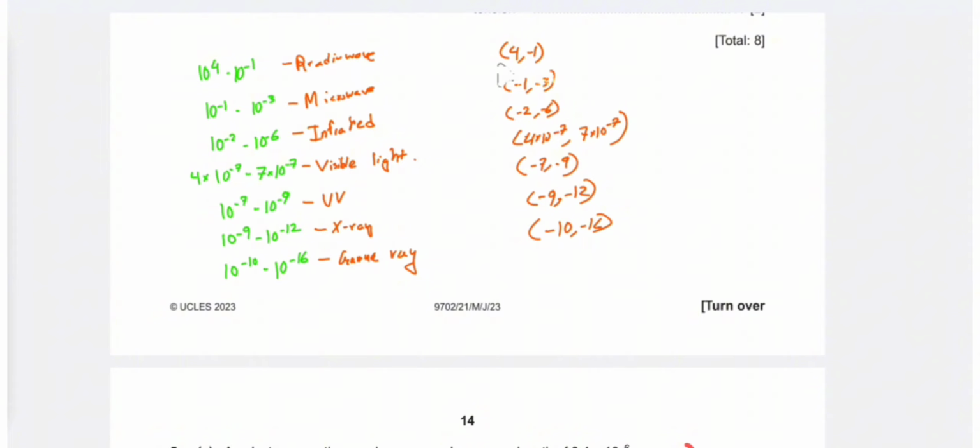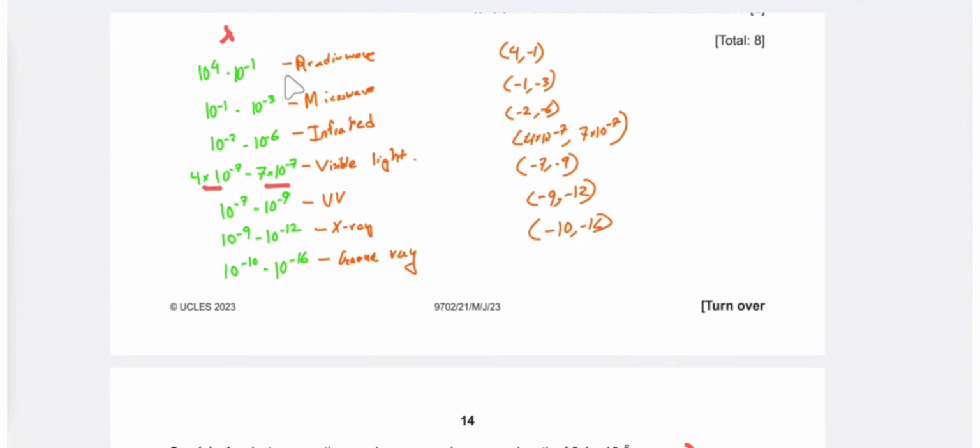For radio waves, lambda is 10 to the power 4 to 10 to the power negative 1. For microwaves, it is 10 to the power negative 1 to 10 to the power negative 3. Infrared radiation, 10 to the power negative 2 to 10 to the power negative 6. Visible light, 4 into 10 to the power minus 7 to 7 into 10 to the power minus 7. Then UV light, 10 to the power minus 7 to 10 to the power minus 9. X-ray, 10 to the power minus 9 to 10 to the power minus 12. And gamma ray, 10 to the power minus 10 to 10 to the power minus 16.